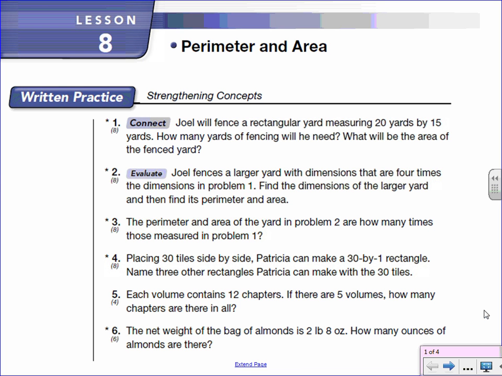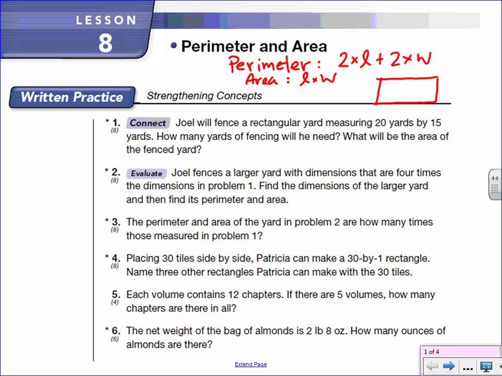Lesson 8 is on finding perimeter and area, specifically of rectangular shapes. In the packet, or in the book, it says that for the perimeter of a rectangle, you can take 2 times the length plus 2 times the width. And for area, you can take the length times the width. That is for a rectangular shape where we have the length and the width.